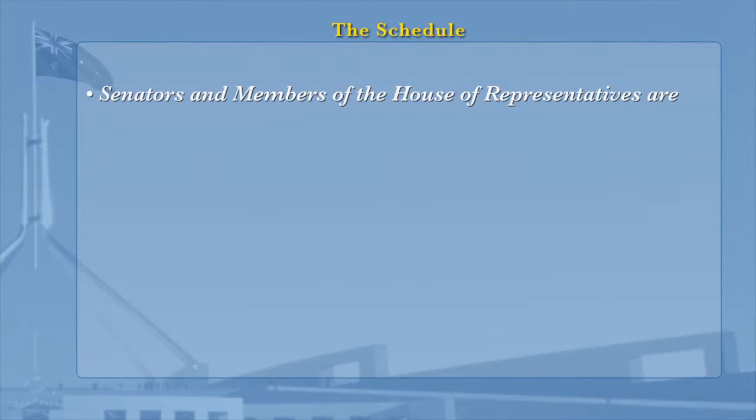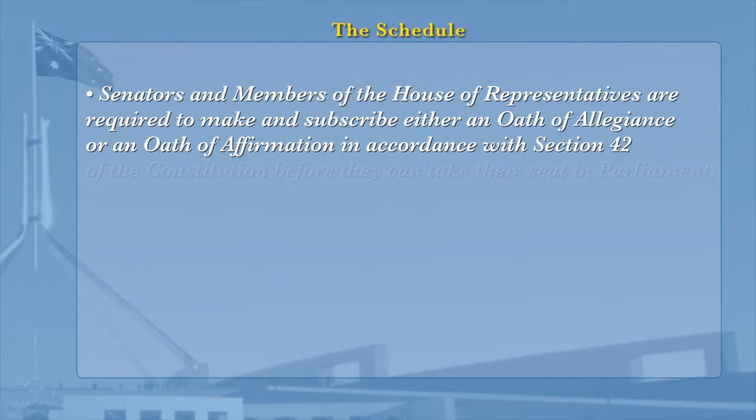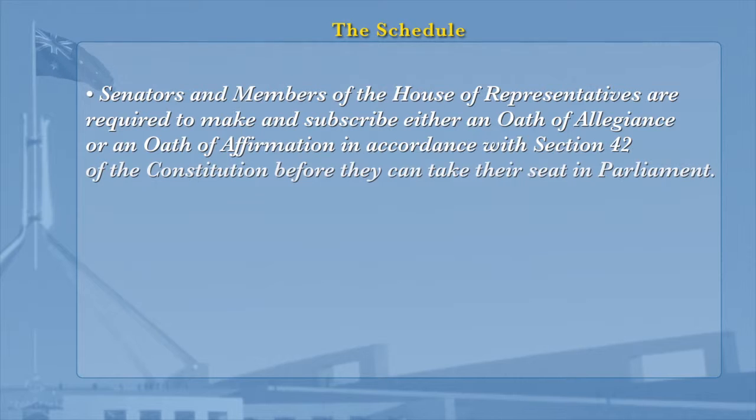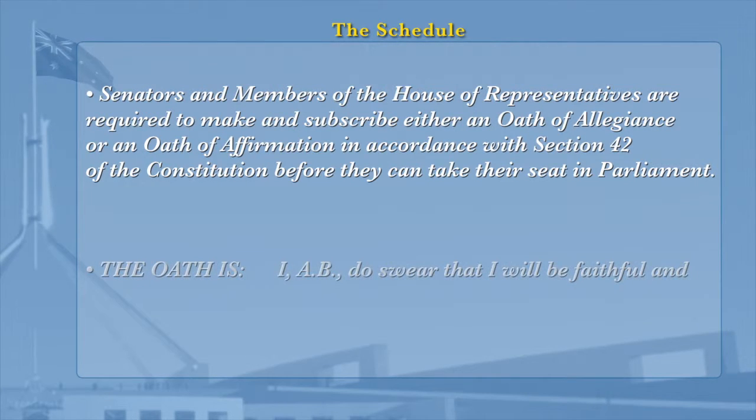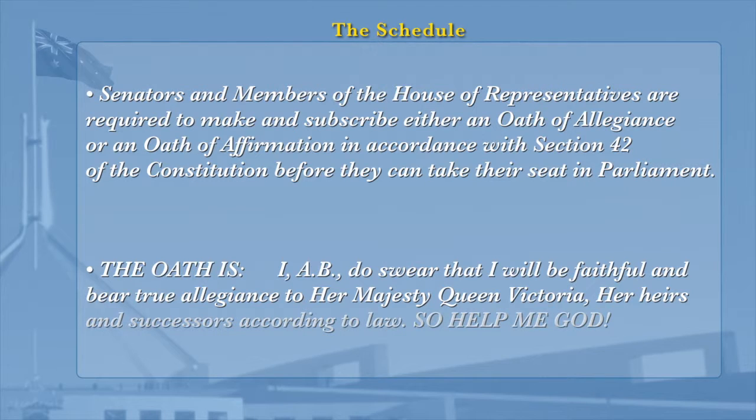Senators and members of the House of Representatives are required to make and subscribe either an oath of allegiance or an oath of affirmation in accordance with Section 42 of the Constitution before they can take their seat in Parliament. The oath is: I, A.B., do swear that I will be faithful and bear true allegiance to Her Majesty Queen Victoria, her heirs and successors according to law. So help me God.